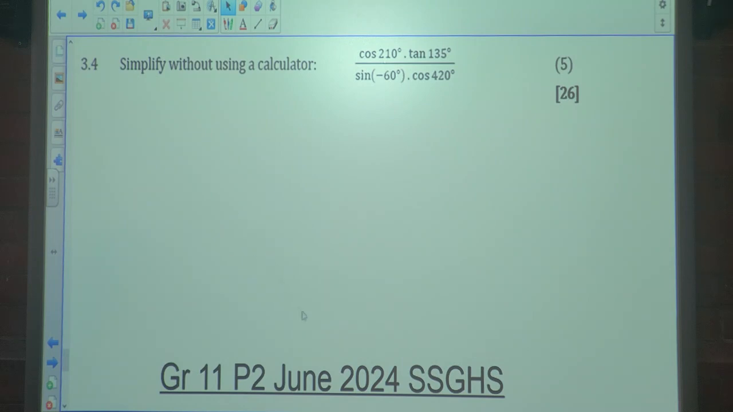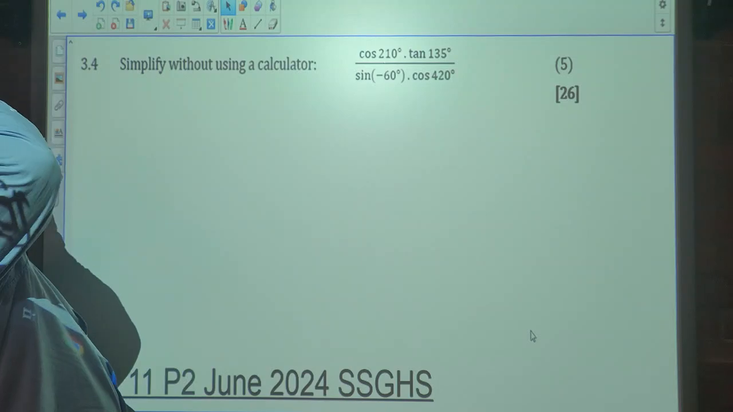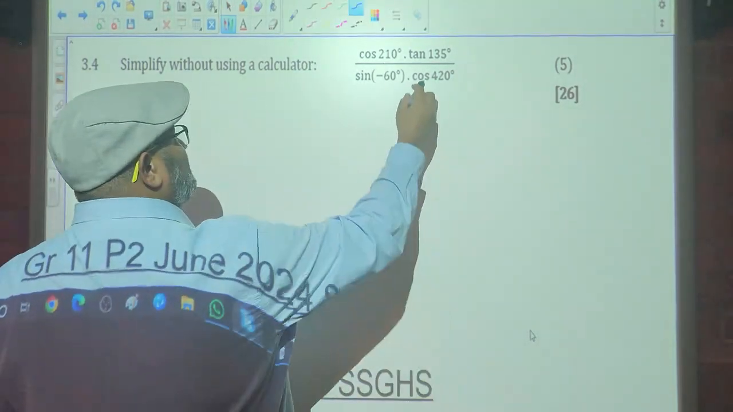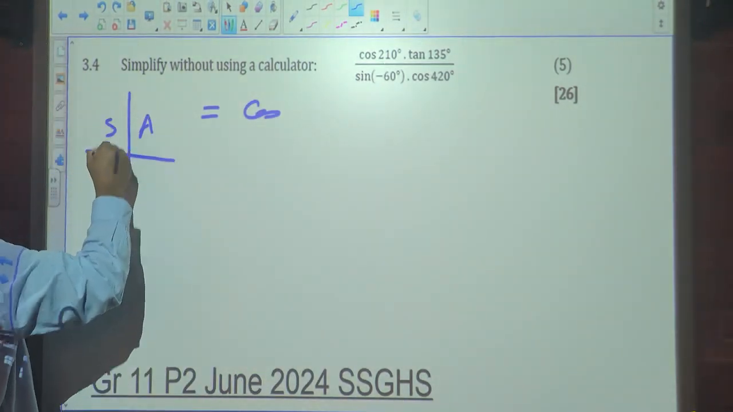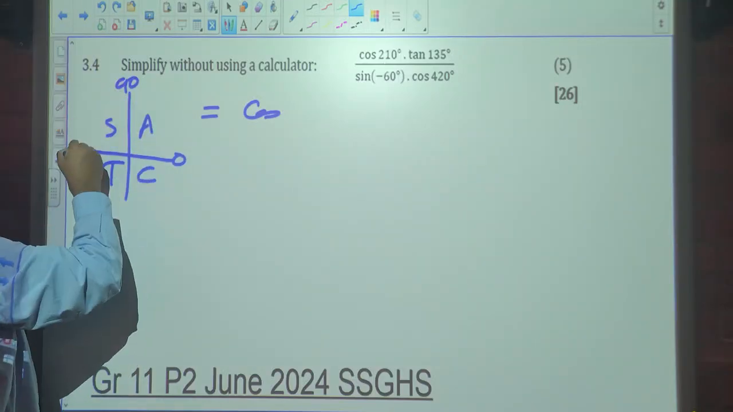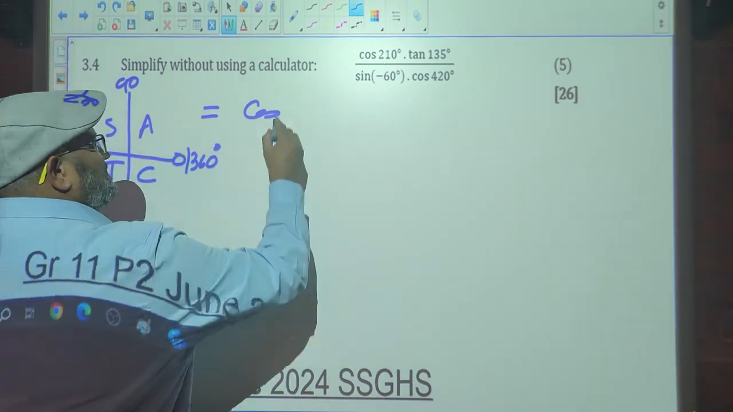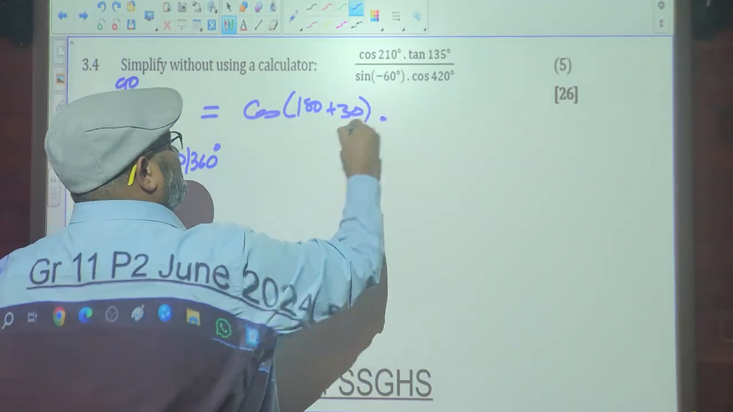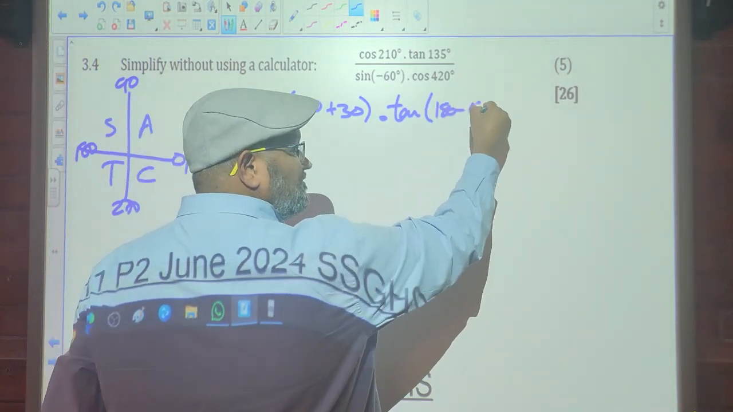3.4, the question says, without the use of a calculator, you must simplify. So we have cos of 210 times tan of 135 over sine of negative 60 times cos of 420. So cos of 210, let's just draw our CAST diagram here. That's 0, 90, 180, 270, 360. So 210 is in the third quadrant, so it's going to be 180 plus 30, times tan of 135 in the second quadrant, so it's tan of 180 minus 45.